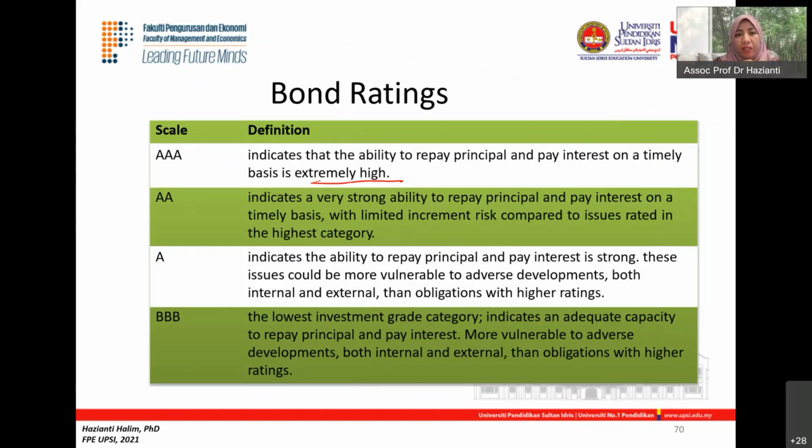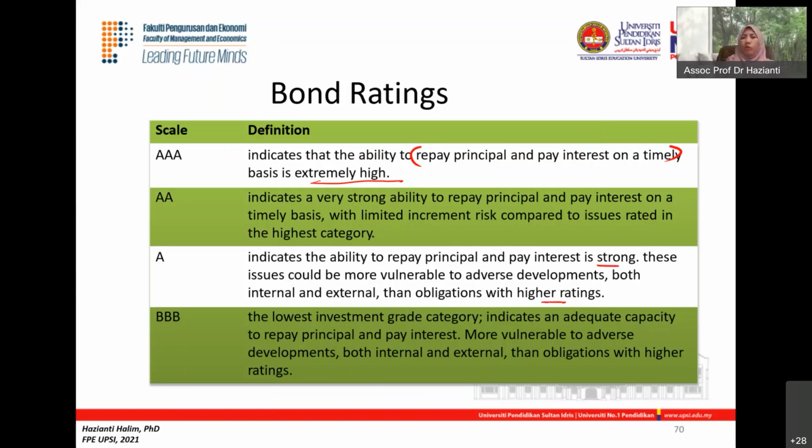Next one is AA. Tadi extremely high, very strong. So you see the explanation is actually they are talking about principal and interest on a timely manner je. Itu je keyword dia, nak tengok the risk tu. So ini dia boleh bayar extremely high. AA, very strong ability to repay and pay interest on a timely basis with limited incremental risk compared to issues rated in the highest category. Bagus jugalah AA, kurang sikit daripada AAA. Ability to repay principal and pay interest is strong. This issue could be more vulnerable to adverse developments, both internal and external, than obligations with higher rating.